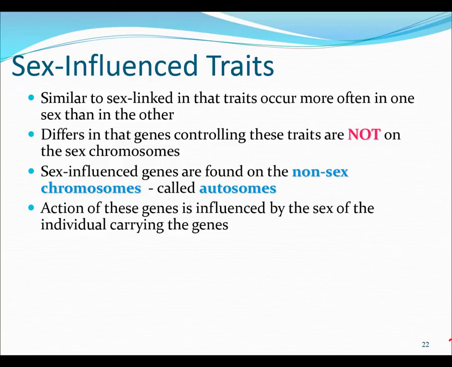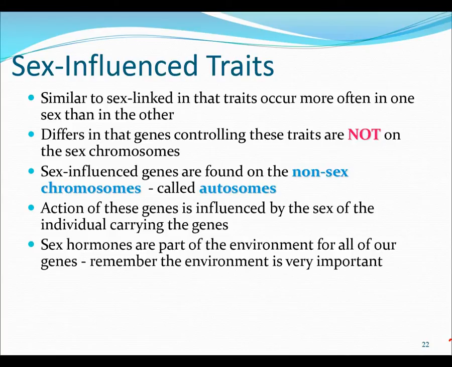All right, the actions of these genes are influenced by the sex of the individual carrying the gene. So in other words, remember before we said environment was important. So environment is going to play a role in the traits that you see. For example, since we're talking about sex influence, it has something to do with the influence of the hormones, the estrogen, the testosterone. So sex hormones are a part of the environment for all of our genes.